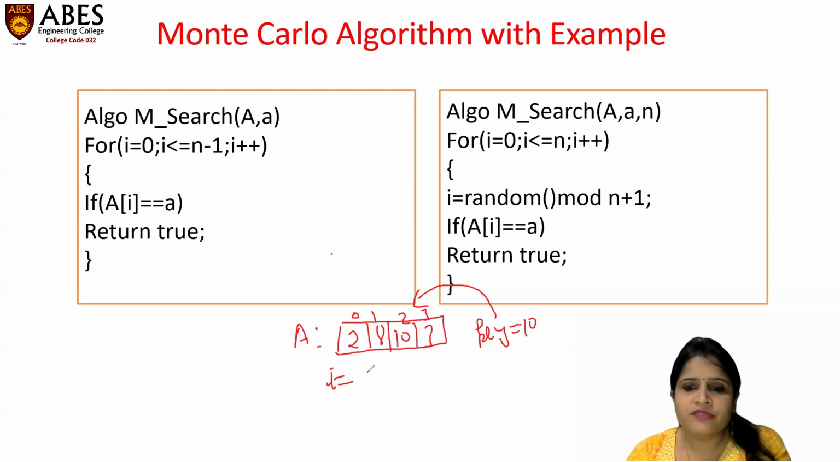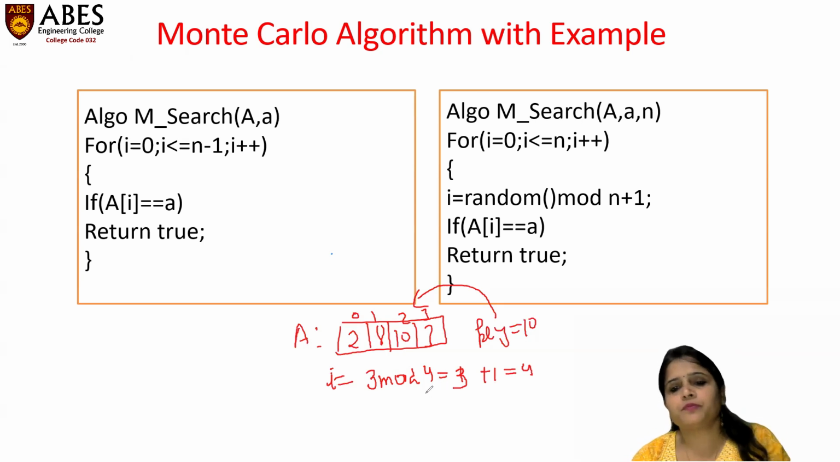For example, it will generate index value 3. So 3 mod n, where n is 4. 3 mod 4. In this case we'll divide 3 by 4 and store the remainder value. Right? 3 mod 4, so the remainder is 3. Sorry, the remainder is 3. 3 mod 4 plus 1 will give 4.